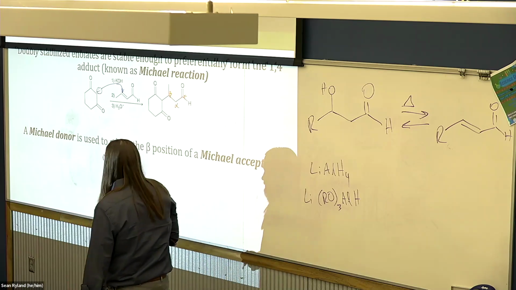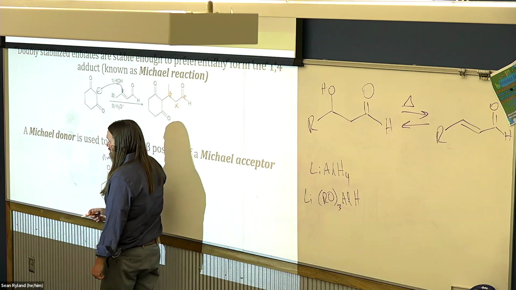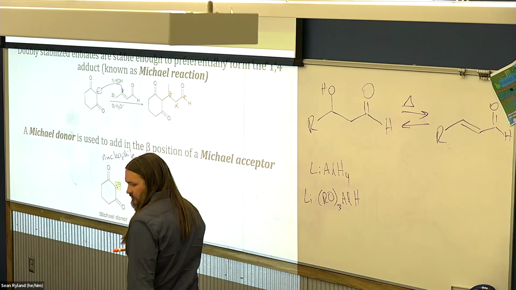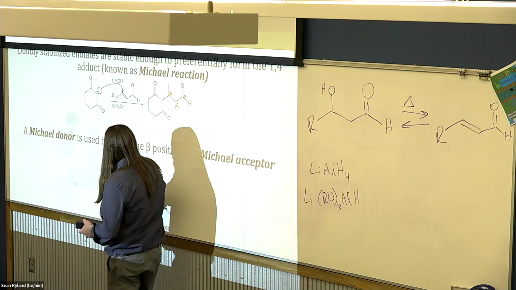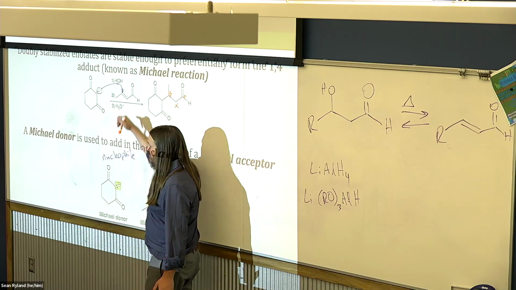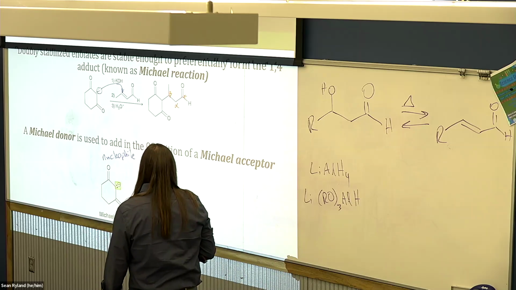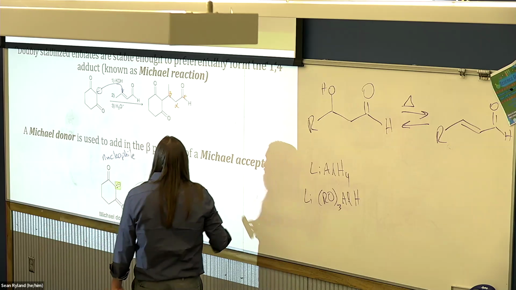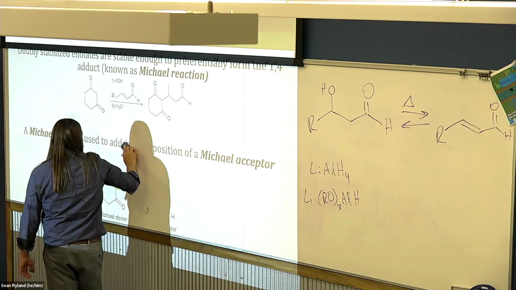And you said the Michael acceptors don't really let them stabilize, so the doubly stabilized anyway. So for it to be a Michael reaction, you have to have a beta dicarbonyl, and you have to have this, what do we call it, alpha beta unsaturated carbonyl. So now we're in practice.